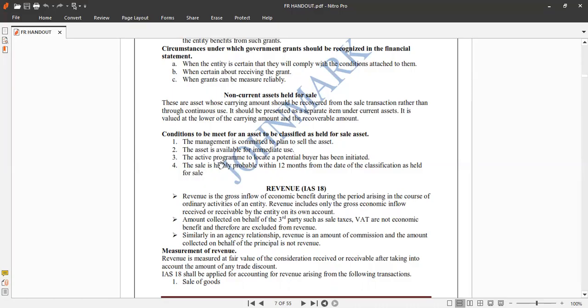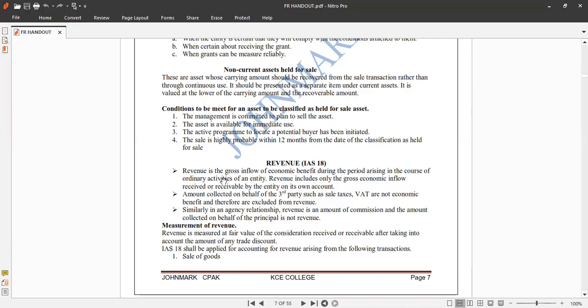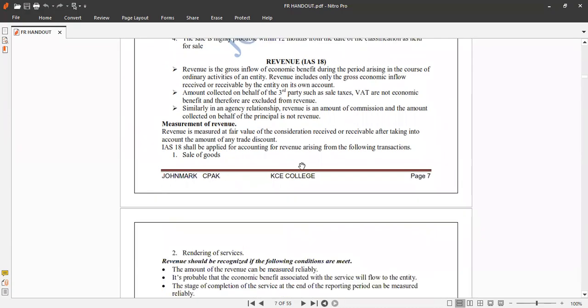Then number three, an active program to locate a potential buyer has been initiated. Maybe they have indicated this car is for sale. An active program to locate the potential buyer has been initiated. Then number four, the sale is highly probable within 12 months from the date it's classified as held for sale. Good.